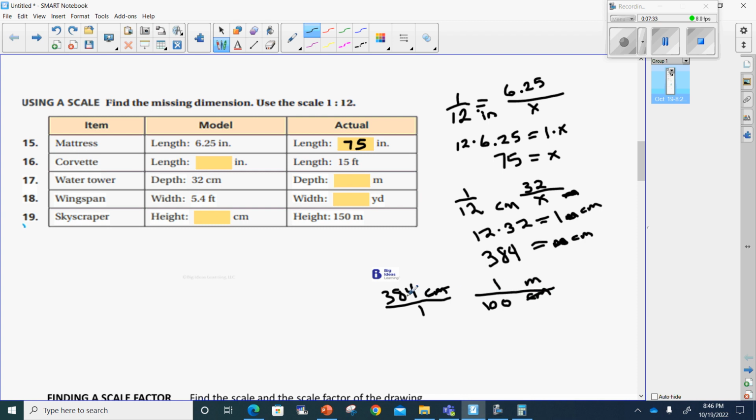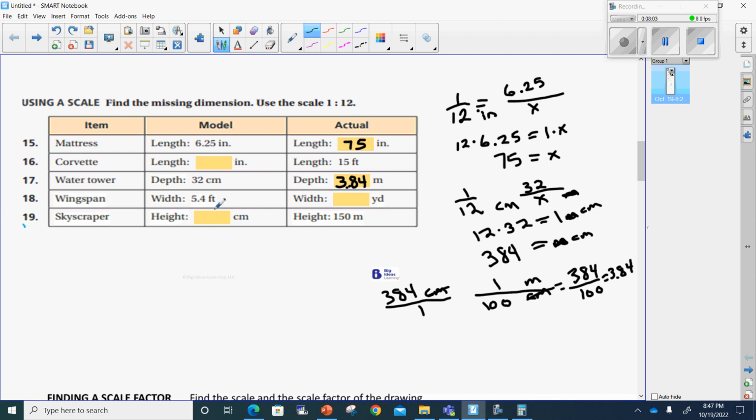And then I would have 384 divided by 100. This is going to give me 3.84. So my answer would be 3.84 meters. Okay.